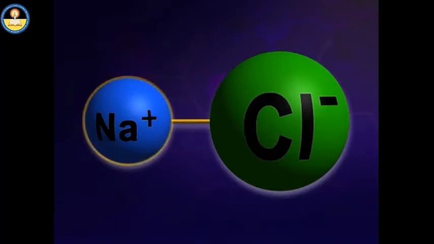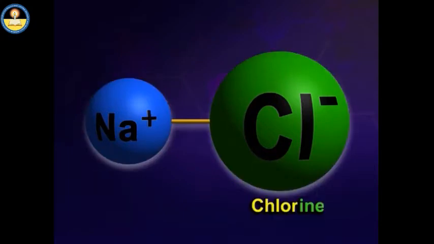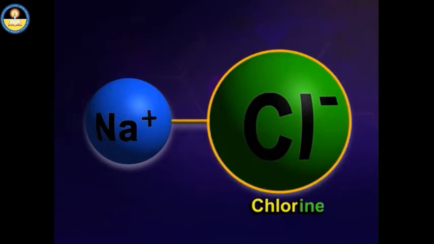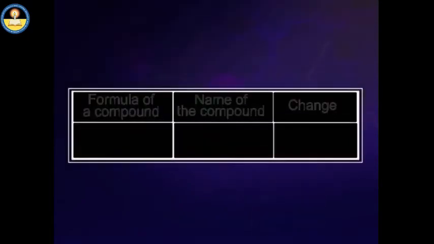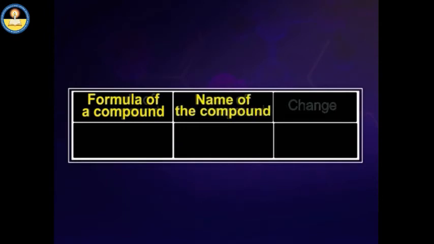While naming the compound, the first element that is less electronegative is named as such, but the name of the second element that is more electronegative is usually changed to end up with IDE, that is ide. We see on the screen formula of a compound, name of the compound and the change.